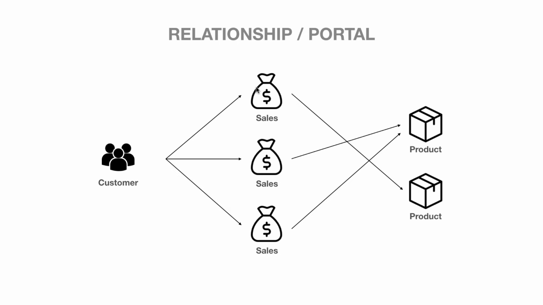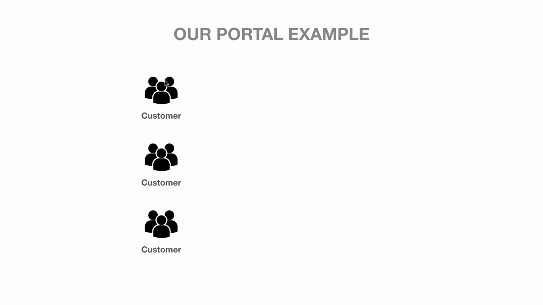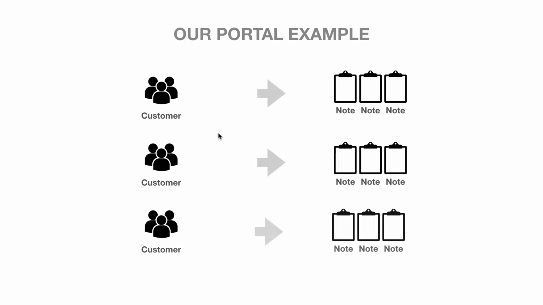So in here, this is a more complex kind of relationship. In our case, we want to make something simpler. In our portal example, we already have a few customer records created from what we had just now. What I want to do is, for each customer, show multiple notes, and I can relate these notes with the customer record.